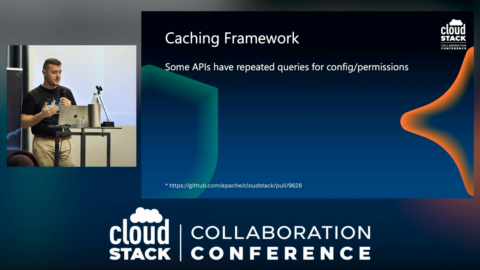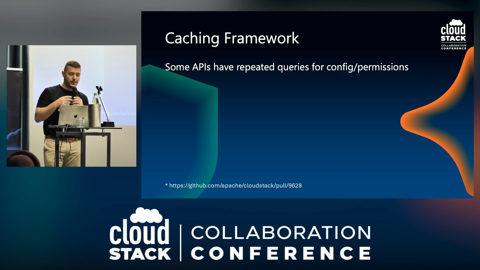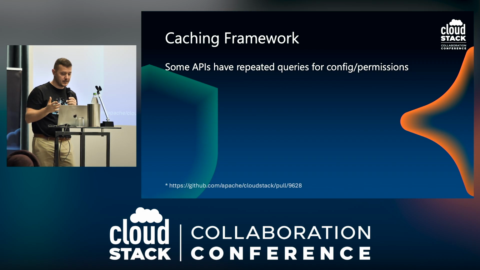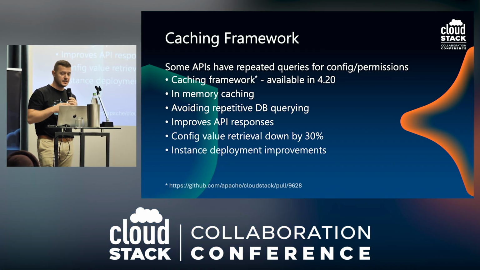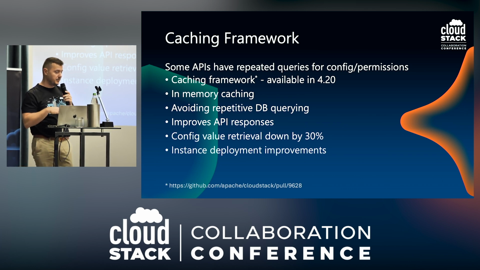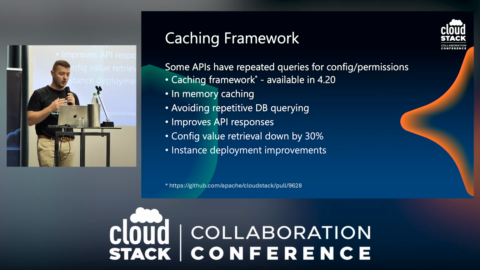And to reduce this back and forth conversation, basically, we added an in-memory cache that is caching the DB settings. It's also caching the permissions, and it actually improves the API responses. Based on our results, we achieved about a 30% config key retrieval improvement.